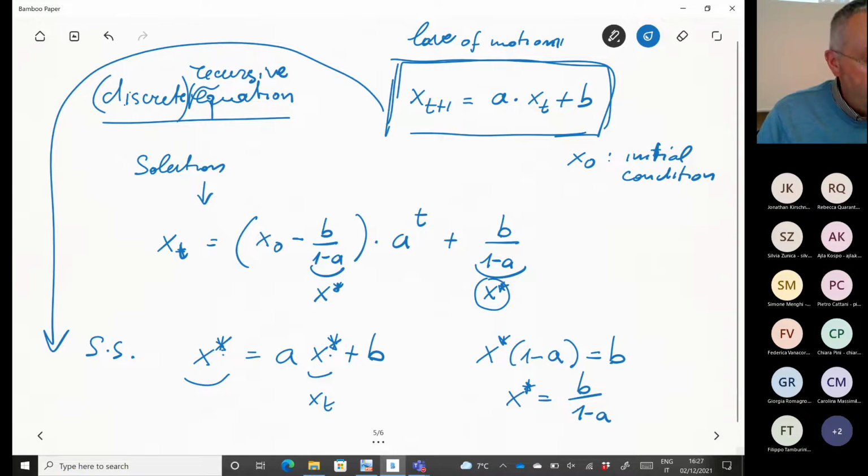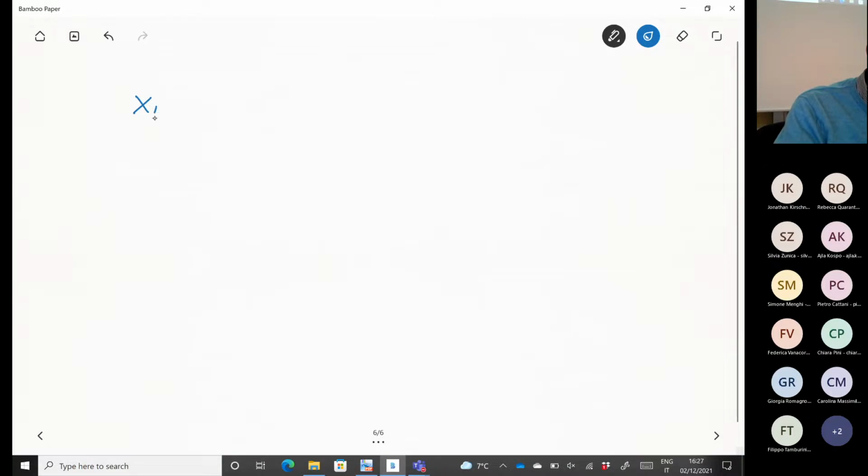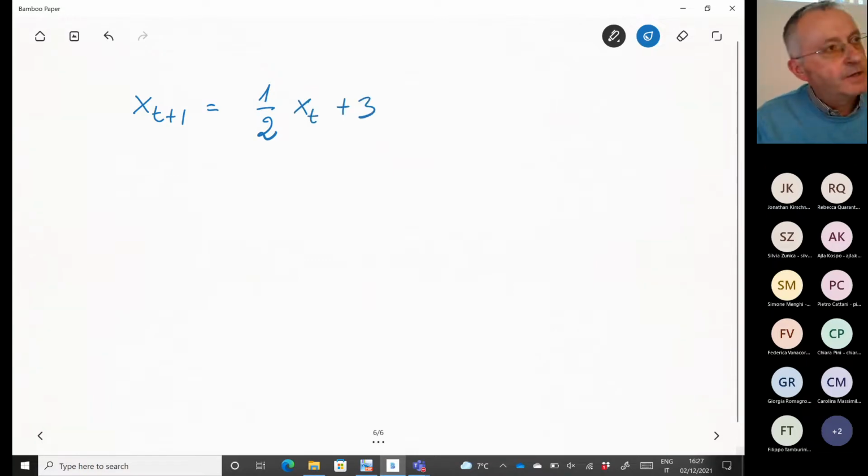Okay? So for instance, a numerical example. Suppose that you don't know the solution formula to the difference equation. You have this difference equation, which is xt plus 1 is equal to 1/2 xt plus 3. So see what happens at each time step. Suppose that you start from the level x0 equal to 8. So what is x1? It is 1/2 times 8, okay?